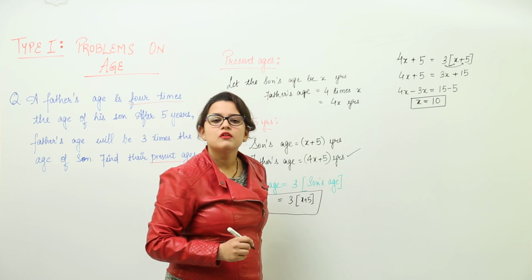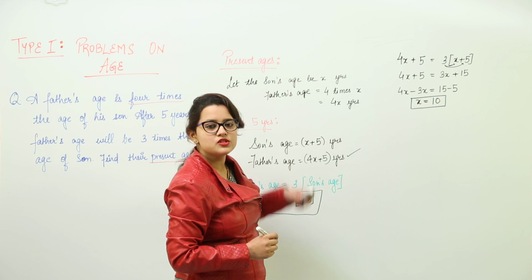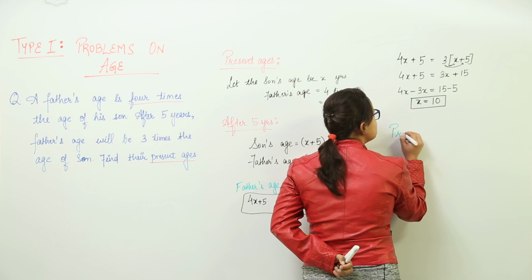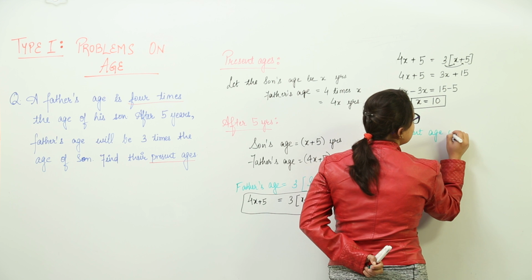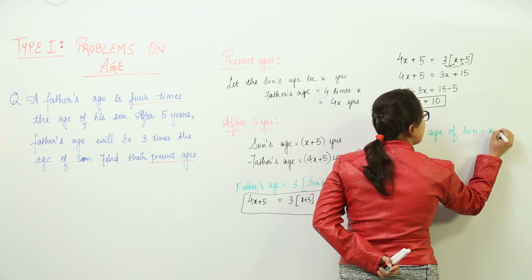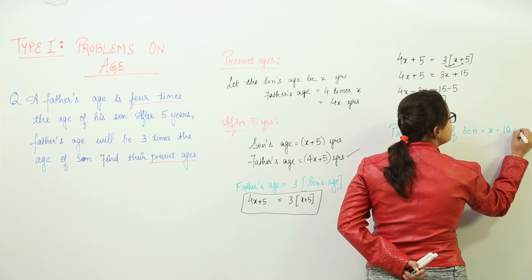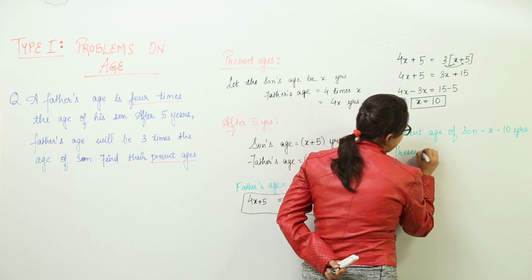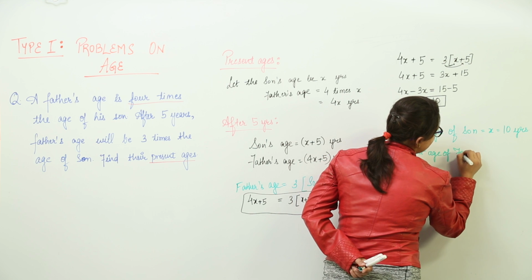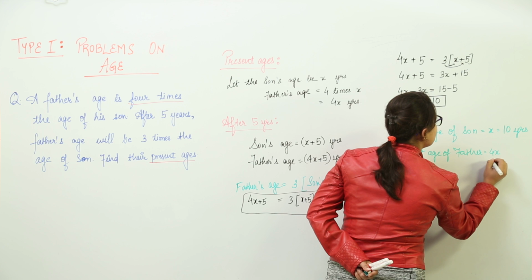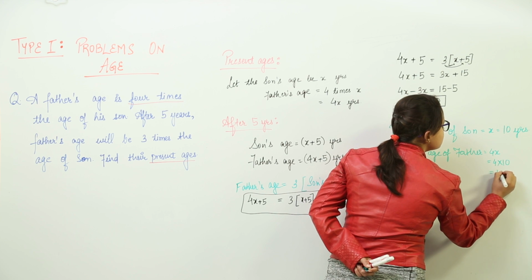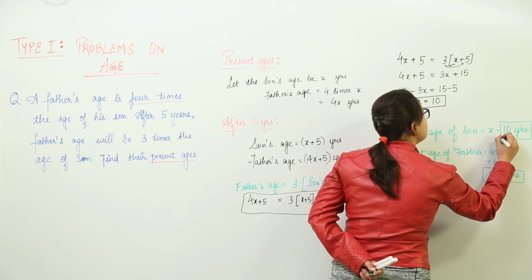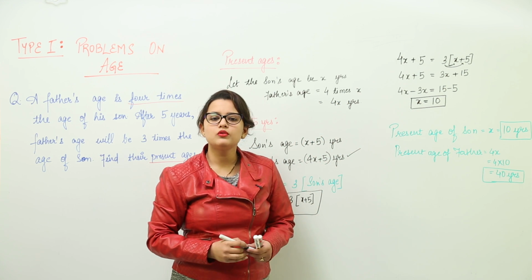What was x in the question? We had assumed x to be the son's present age. That means we are somewhat near to finding the present ages. So, we will write it down here. The present age of son was assumed to be x, right? And we have got the value for x as 10. So, the present age of son is 10 years. What about his father? The present age of father would be equal to 4x. That means 4 into 10 giving us 40 years. That means the two values that were to be found here were the son's age and the father's age. We have found both the values.